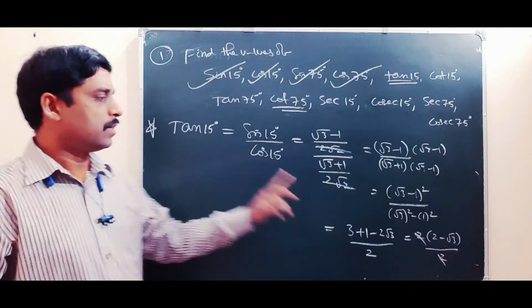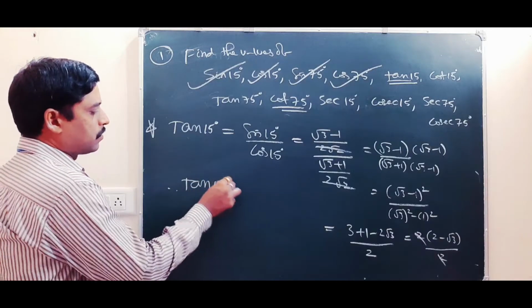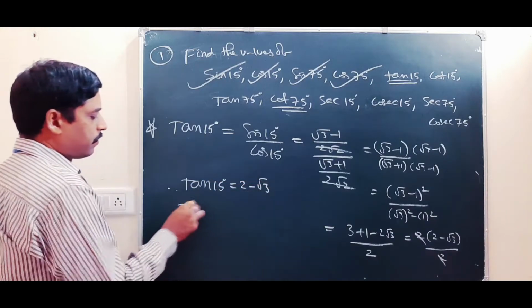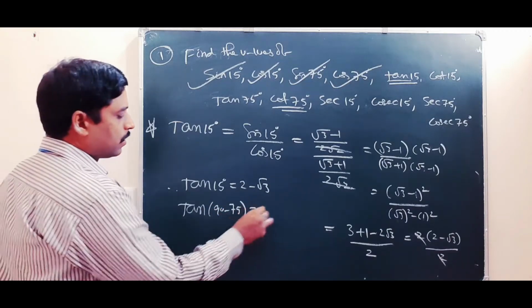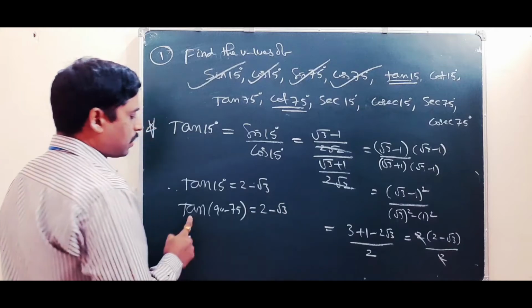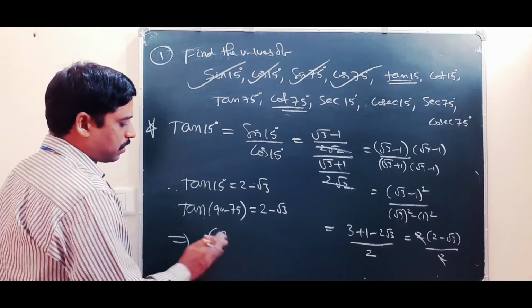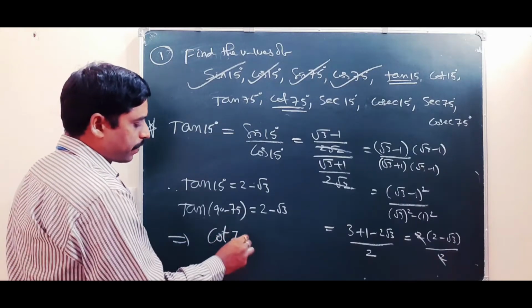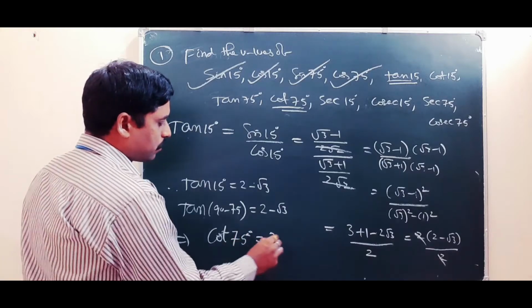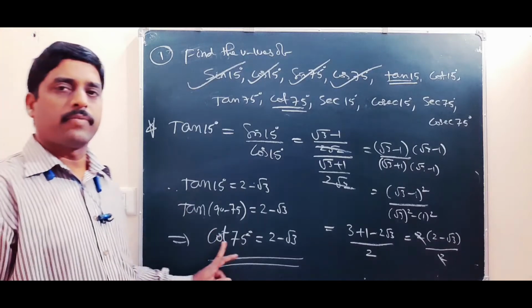So tan 15 is equal to 2 minus root 3. Therefore tan 15 is equal to 2 minus root 3. This 15 can be written as 90 minus 75. So tan 90 minus theta is cot theta. Tan of 90 minus 75 is cot 75, and cot 75 has the value 2 minus root 3. So tan 15 and cot 75 are both equal to 2 minus root 3.